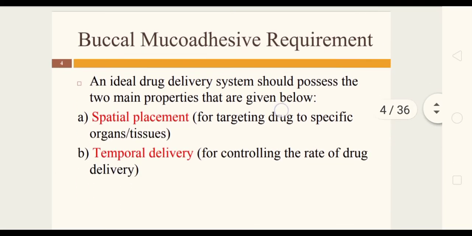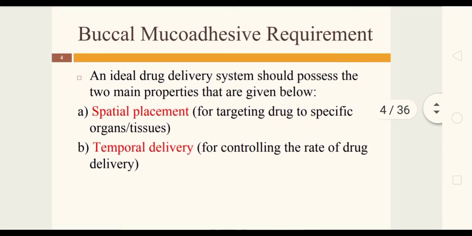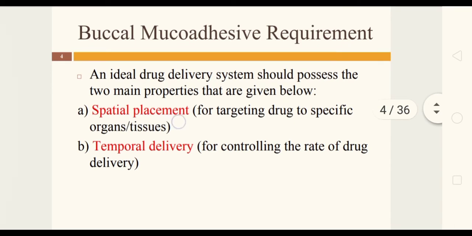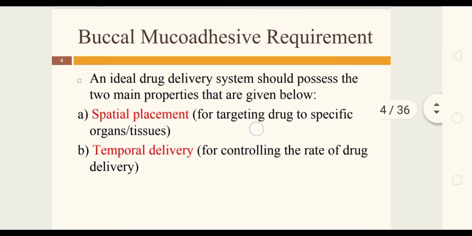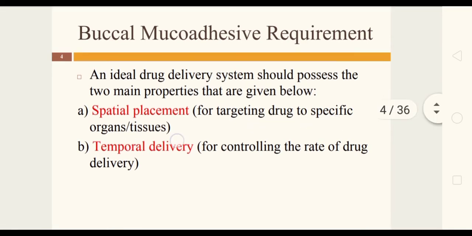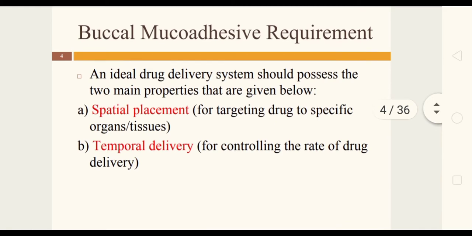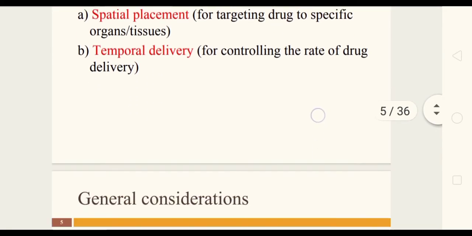Next is the buccal mucoadhesive requirement. An ideal drug delivery system should possess two main properties, that is spatial placement and temporal delivery. For spatial placement, we need targeting of the drug to a specific organ or tissue. For temporal delivery, we need controlling of the rate of drug delivery.